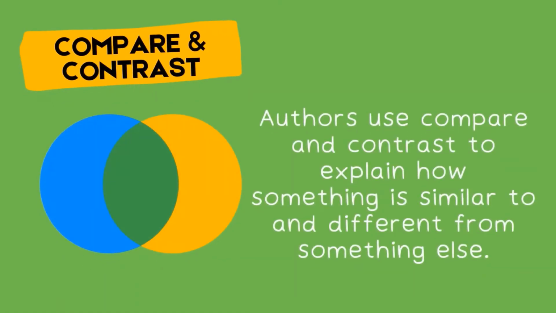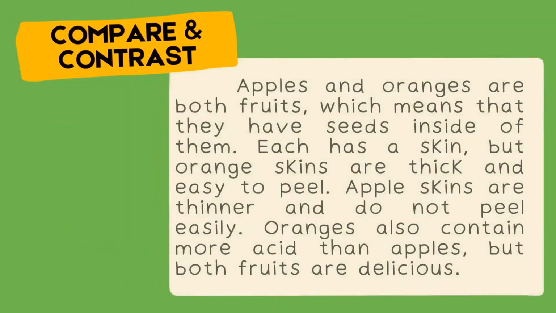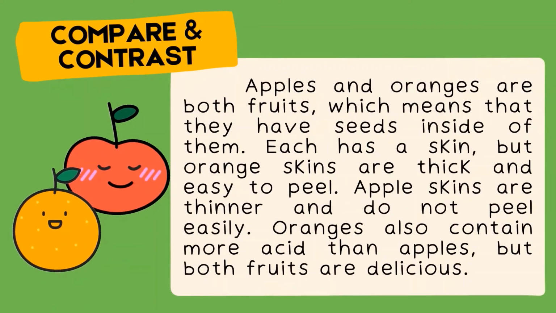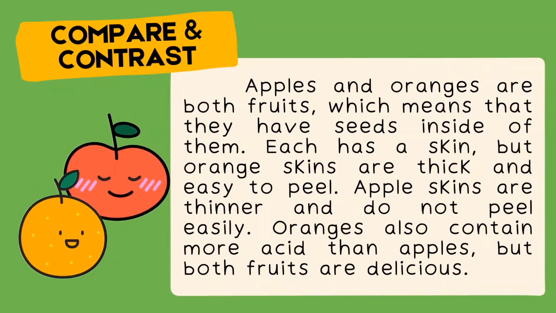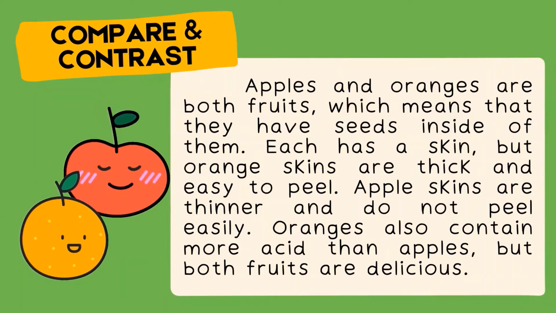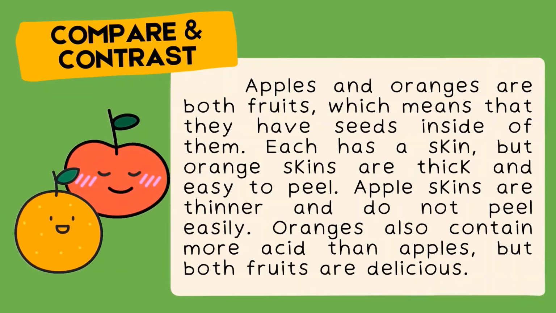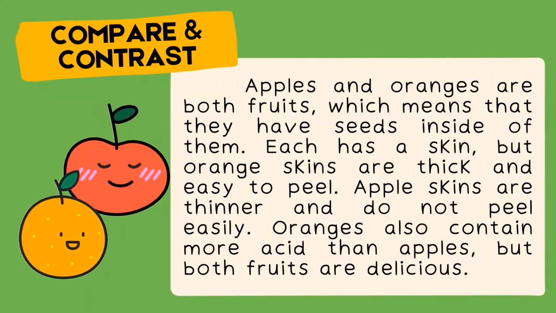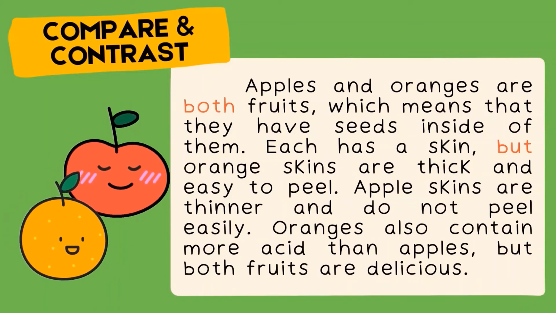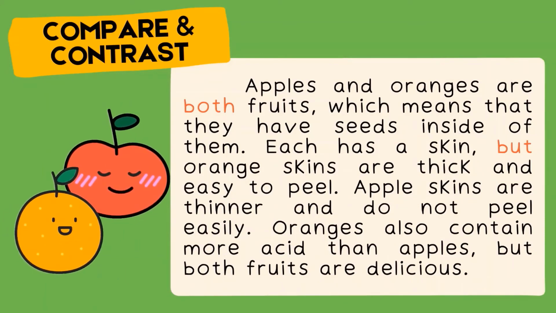Compare and contrast. Authors use compare and contrast to explain how something is similar and different from something else. Let's read this. Apples and oranges are both fruits, which means that they have seeds inside of them. Each has a skin, but orange skins are thick and easy to peel. Apple skins are thinner and do not peel easily. Oranges also contain more acid than apples, but both fruits are delicious. If you see words like both and but, you're probably reading a compare and contrast text.